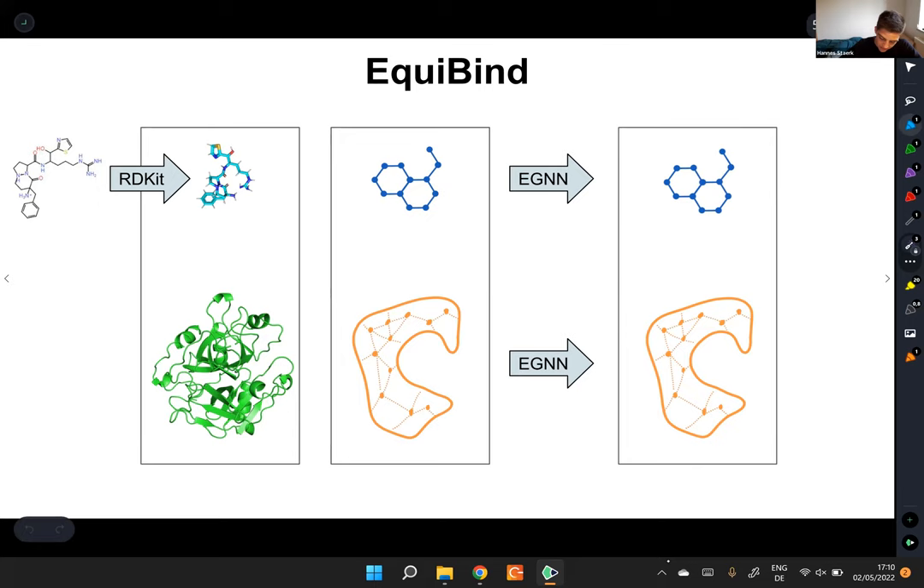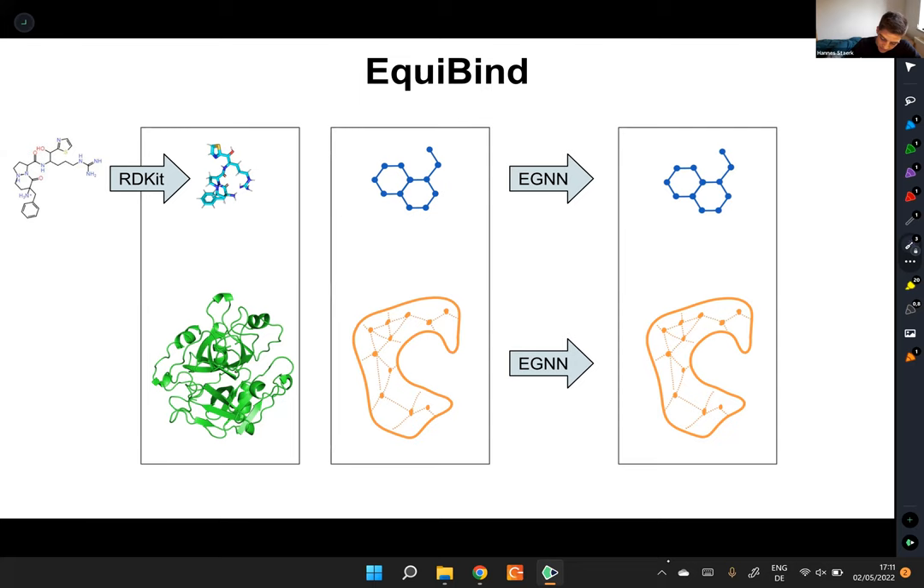Okay, and then we have a graph neural network processing the ligand and another graph neural network with other weights processing the receptor to produce slightly changed coordinates. Well, here they look very similar in my cartoon world, but we have slightly changed coordinates after these EGNN layers because they transform the features and the coordinates of our graphs.